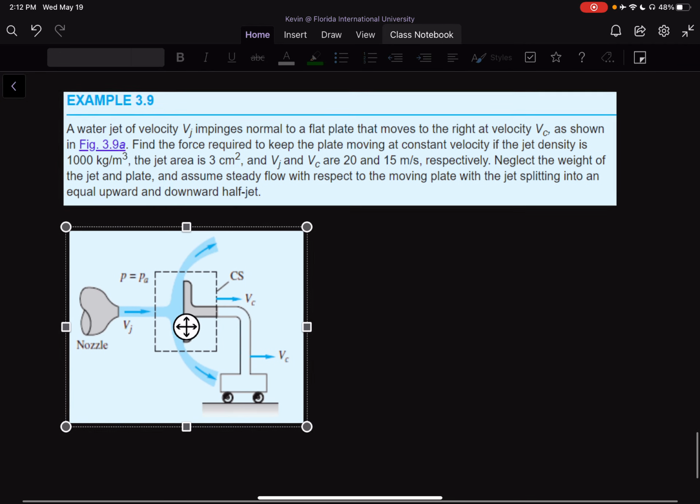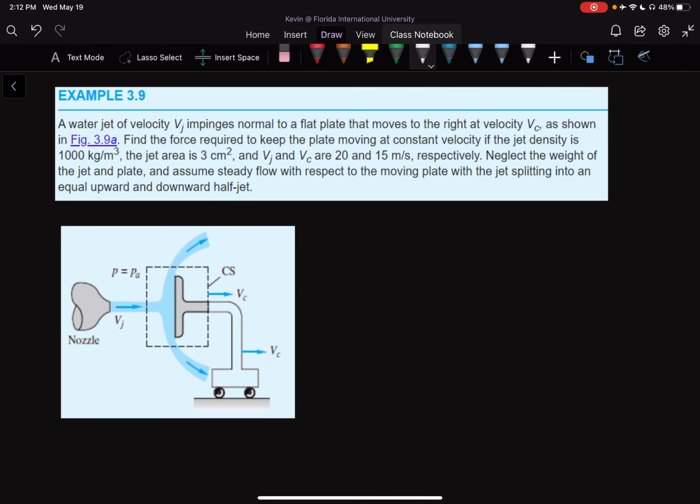Okay, so we're told in example 3.9 that we have a water jet of velocity Vj impinges normal to a flat plate that moves to the right at a velocity Vc, as shown in figure 3.9a. So figure 3.9a is given right there.